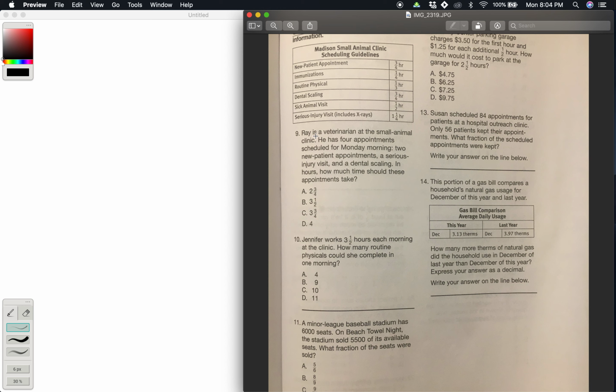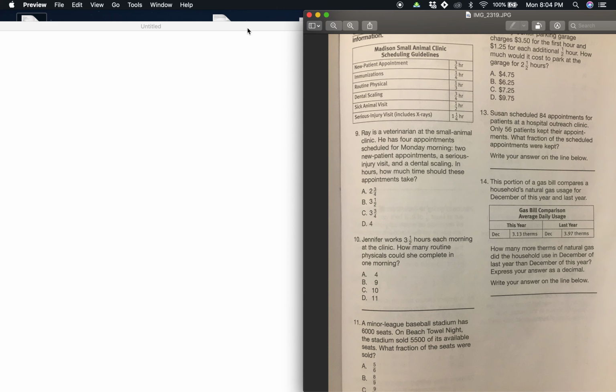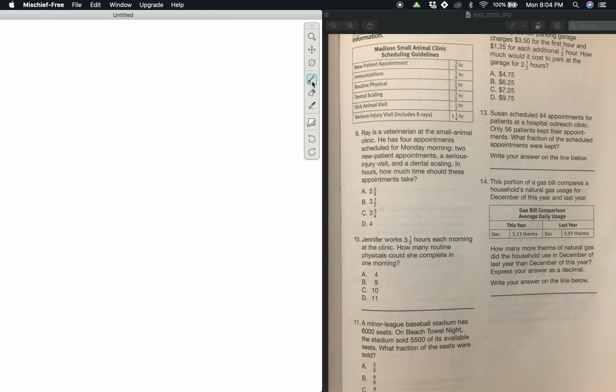It's pretty easy because we pretty much just have to add all those up. So let's figure this out. The first one he has to do is 2 new patient appointments. As you can see up top here, a new patient appointment is 3/4 of an hour. So we'll put 3/4 of an hour, and that's going to be another 3/4 because there's 2 new patients.